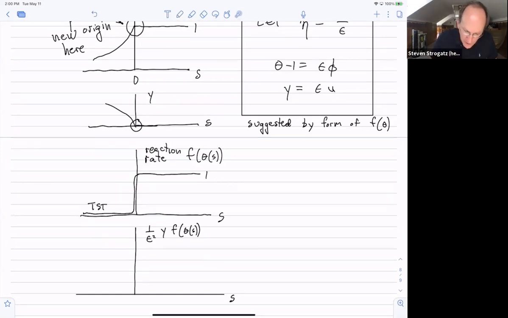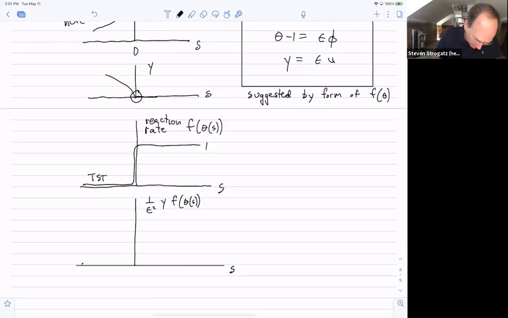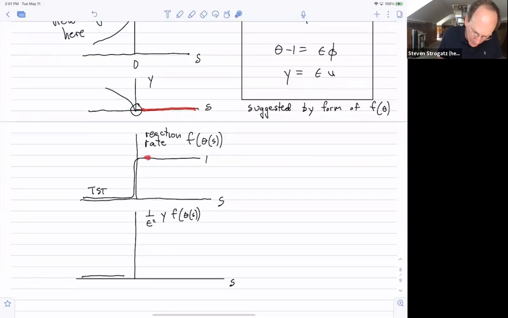So to do that, I have to look at its structure. I have to take the y times the f. So here's y. It's non-zero there, it's zero over here. Multiply that pointwise against f, which is one over here and zero over here with some kind of steep jump in between. So if you multiply those two things together, when I take a zero times or transcendentally small times this stuff, that's going to be transcendentally small over here. And when I take this zero times this one, that's going to be very small over here.